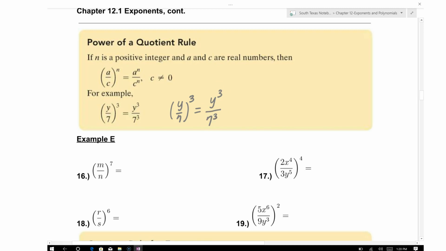So if we do 16, we have m divided by n, and that's raised to the 7th power. So we will have m raised to the 7th divided by n raised to the 7th. If we look at 18, we have r divided by s raised to the 6th power. That will be r raised to the 6th power divided by s to the 6th power.